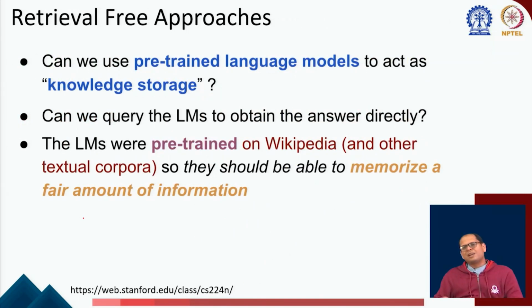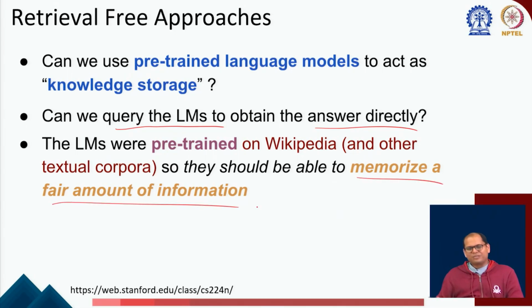Now there are also retrieval-free approaches where you don't have to retrieve. The idea is that I am trying to find the answer from Wikipedia, but my models have been trained on Wikipedia anyway. So won't they store the knowledge already? Can we not query the language models to obtain the answer directly? That has been one line of thought, and they should be able to memorize a fair amount of information. So if I query them with these questions, they may be able to answer directly.